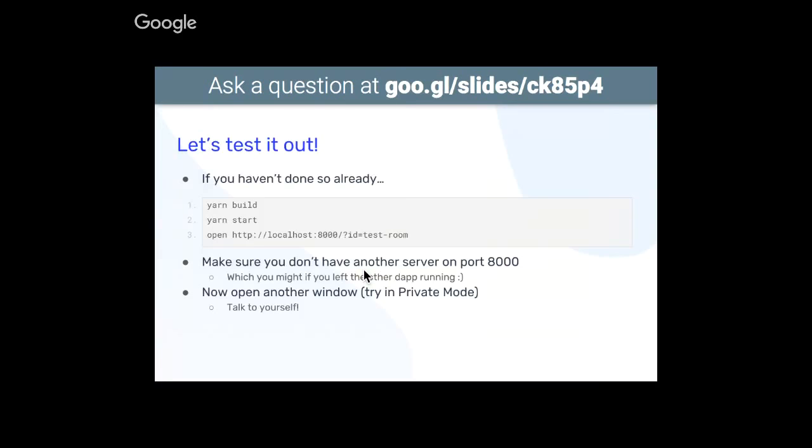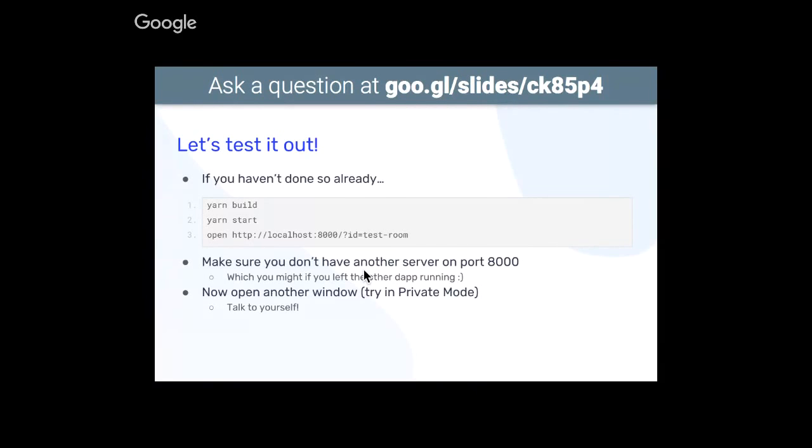Okay, so let's test this out. If you haven't done so already, you might want to yarn build this and then yarn start it, and then open the page localhost 8000. In this case, we could set the ID to test room, and you can just test that on your local machine.